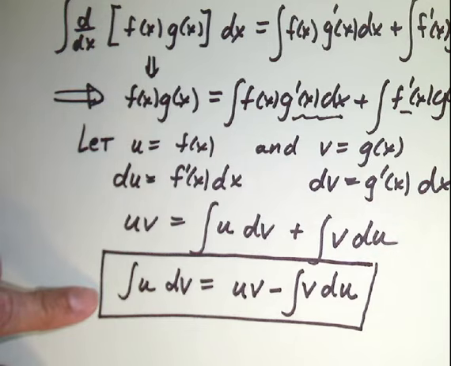Now this is the equation that you will use to evaluate an integral by parts. The trick will be recognizing the integral you have and identifying which piece you want to be your u and which piece you want to be your dv. And so we're going to look at an example.